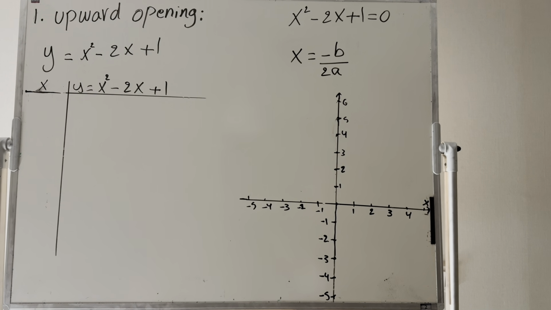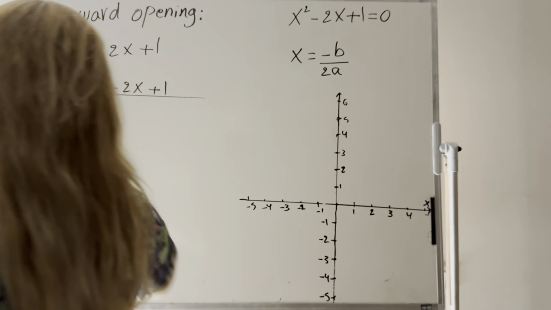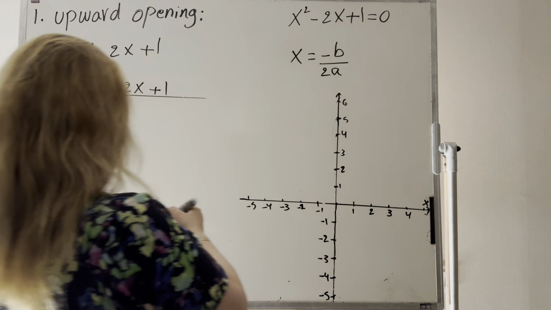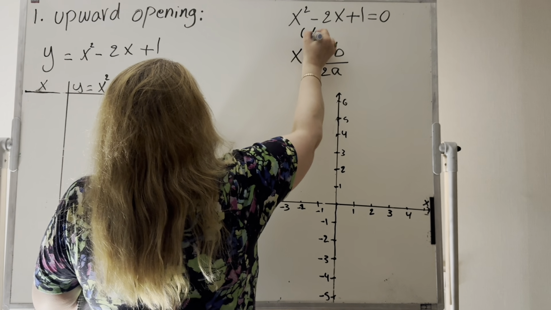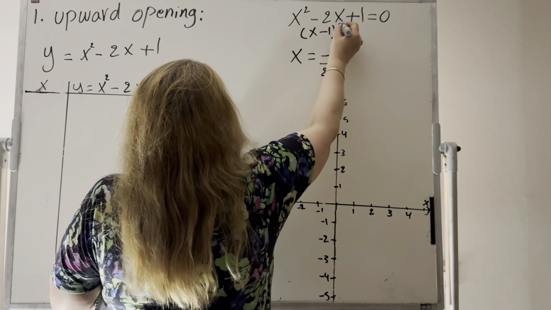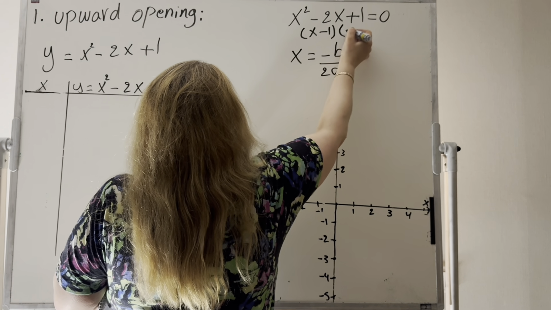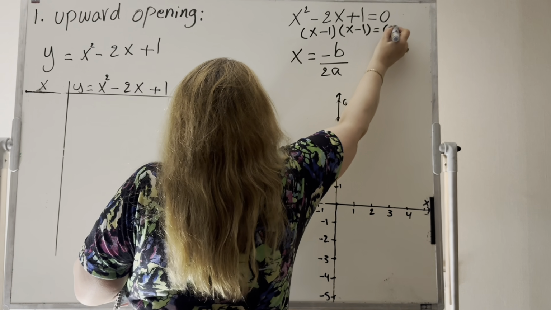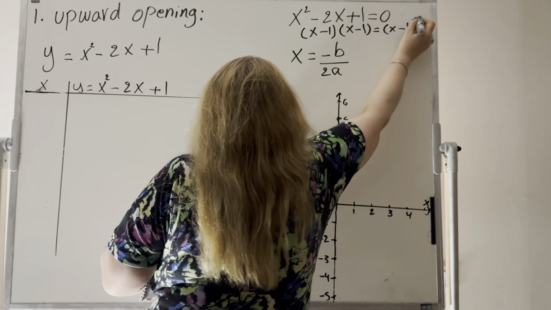I have this equation, y equals x squared minus 2x plus 1, and when I factorize this equation I will get x minus 1 multiplied by x minus 1, equal to x minus 1 squared.